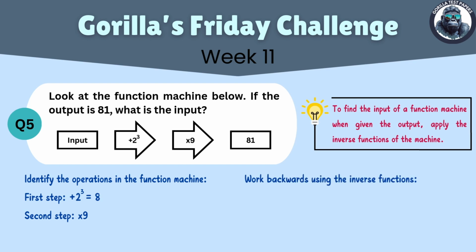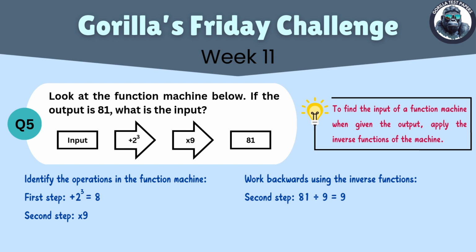So we start with the second operation, and since the second operation is multiplying by 9, we reverse this by dividing the output by 9. So we do 81 divided by 9, which gives us 9. Now that we know the result is 9, we move to the first operation, which is adding 2 cubed to the input.